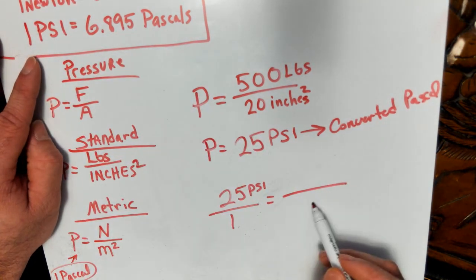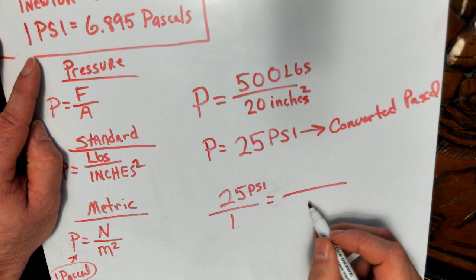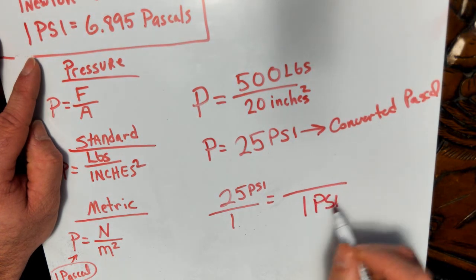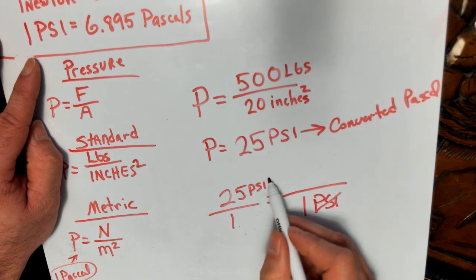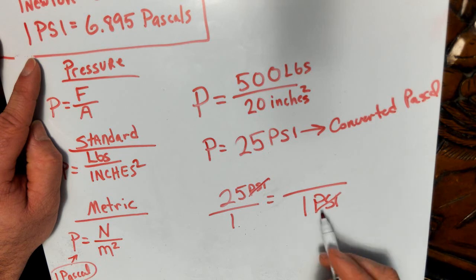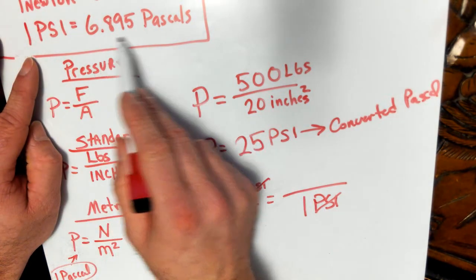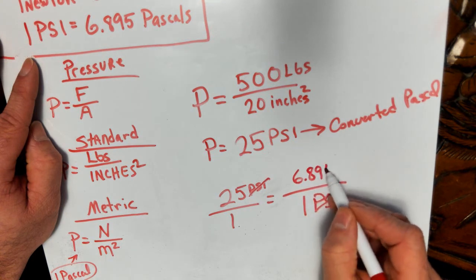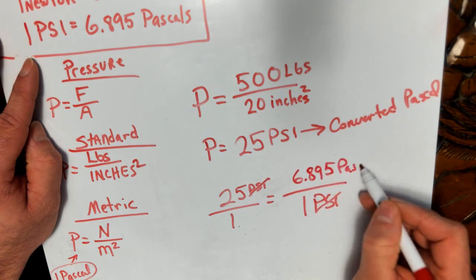So what goes down in this section? It's going to be 1 PSI, and the reason being is they're crossed. I can actually eliminate that. All right, those cancel out. So what's left in this conversion factor is 6.895, and it goes up into this spot. It just automatically goes up there. It's the only spot for it. And it leaves us with pascals.